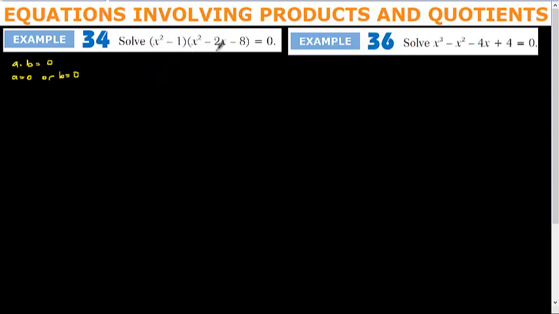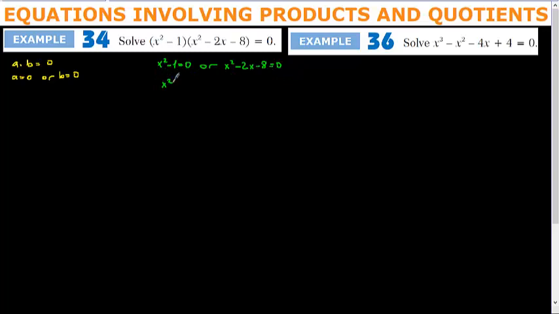Okay, x squared minus 1 times x squared minus 2x minus 8 is equal to 0. It means that x squared minus 1 must be equal to 0, or x squared minus 2x minus 8 must be equal to 0. As I explained before, if the multiplication of two numbers is equal to 0, then a is equal to 0 or b is equal to 0. Then the solution methods, as you know, are different.